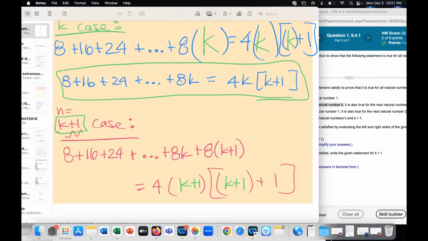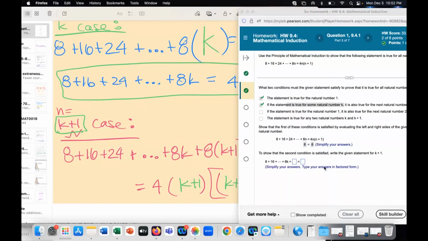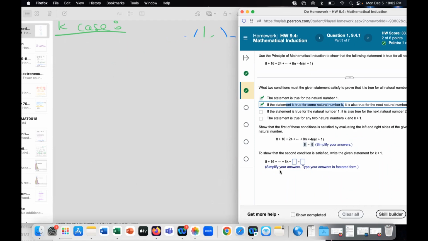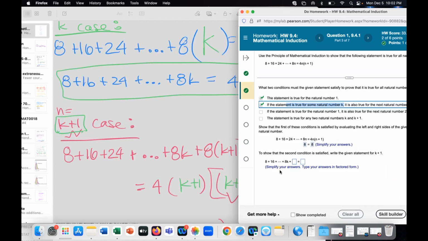Plus 16 plus 24 plus ... plus 8k plus 8 times k plus 1. We don't factor over on the left side. What we do want to do is simplify inside that bracket on the right side, okay? So what I mean is I'm going to keep my 4 and my k plus 1 term, right? And I'll keep the k plus 1.